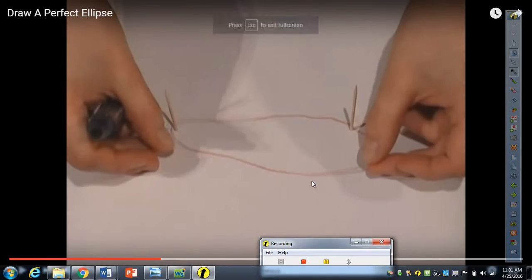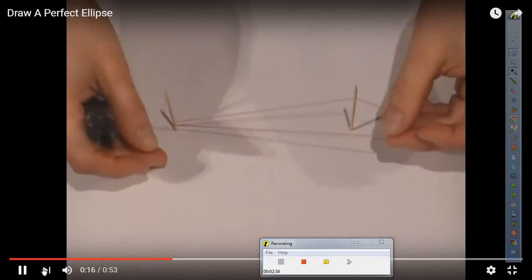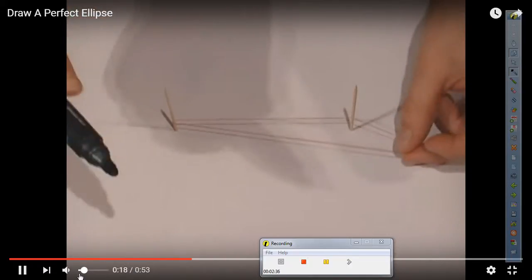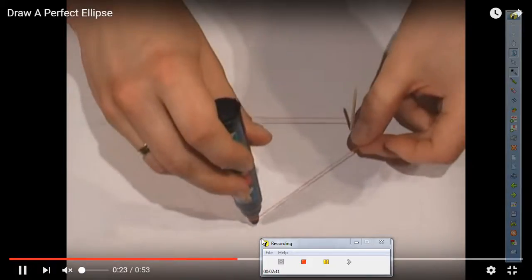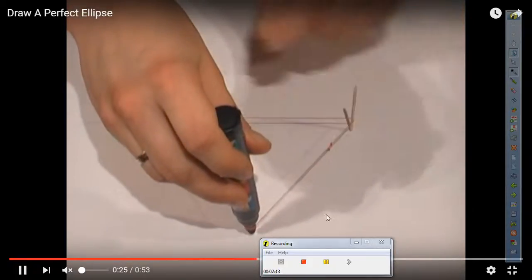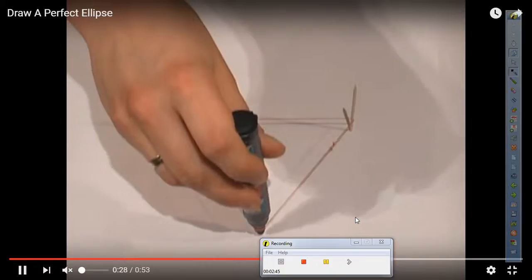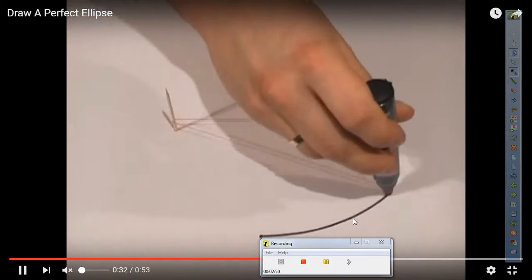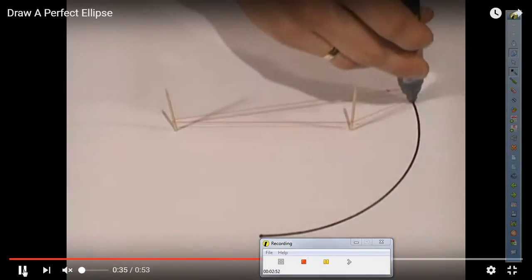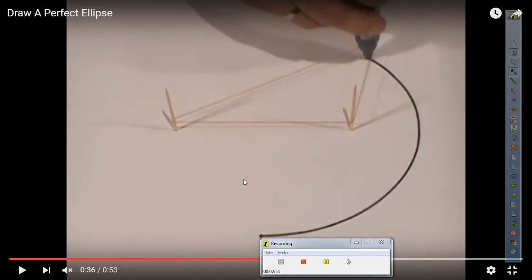Here we have a piece of string, and it's wrapped around. There's two toothpicks sticking out of the paper here. Watch as I start this recording of what happens as they draw the shape. I'm going to pause it right there.